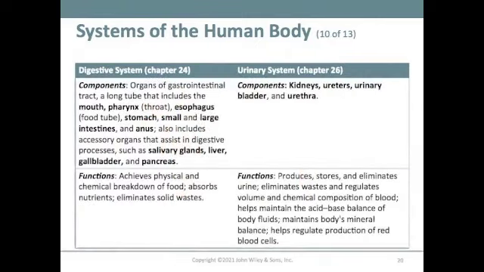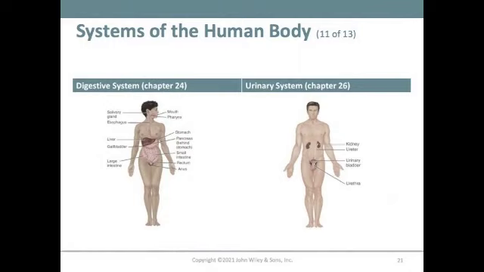Digestive and urinary. The digestive system we see there, it starts with the mouth and it ends with the anus. And basically, that's how we consume food that gives us energy. And then, of course, the urinary system is kind of a filter system that helps filter wastes out of our body. That involves the kidneys, the urinary bladder, and, of course, the urethra.